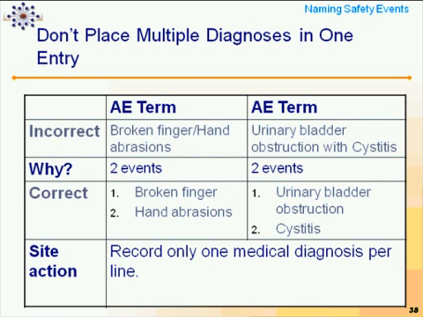Don't place multiple diagnoses in one entry. "Broken finger and hand abrasions." That's actually 2 AEs, 2 events. A broken finger and then a hand abrasion.